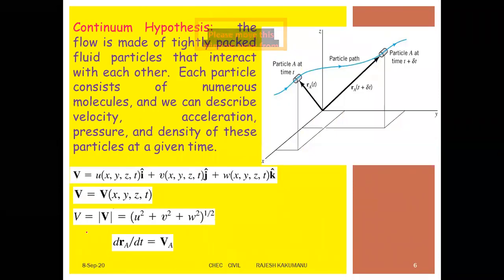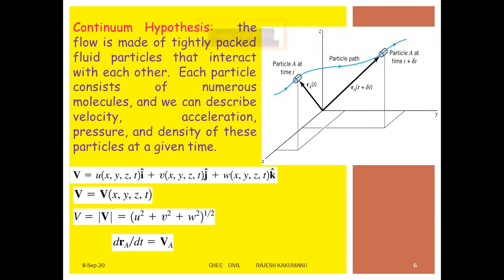Now if you see the velocity flow, take an object with x-axis, y-axis and z-axis. Here in the space or in the liquid, the fluid is allowed to move from one place to another. In this hypothesis, the fluid is made of tightly packed fluid particles that interact with each other.